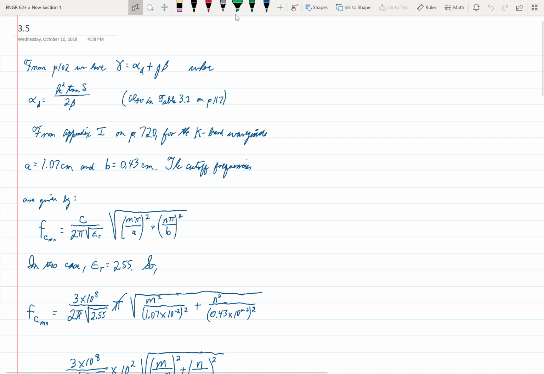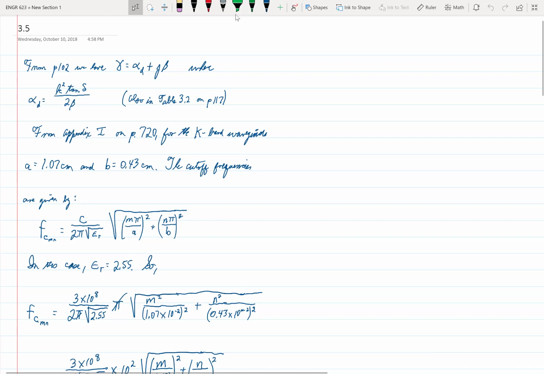This problem reads as follows. A 10 centimeter length of a K-band copper waveguide is filled with a dielectric material with epsilon r equals 2.55 and tangent delta equals 0.0015. If the operating frequency is 15 gigahertz, find the total loss through the guide and the phase delay from the input to the output of the guide.